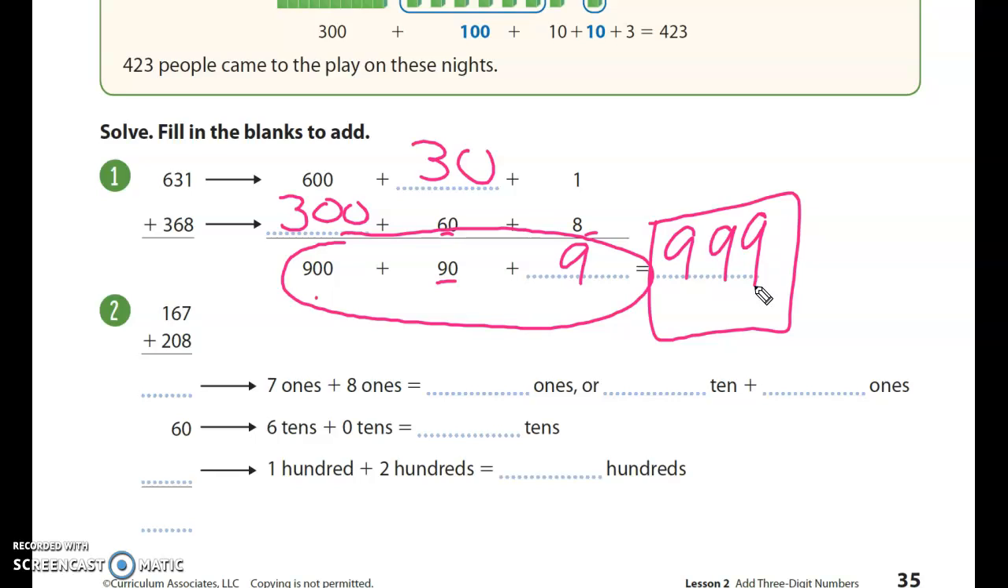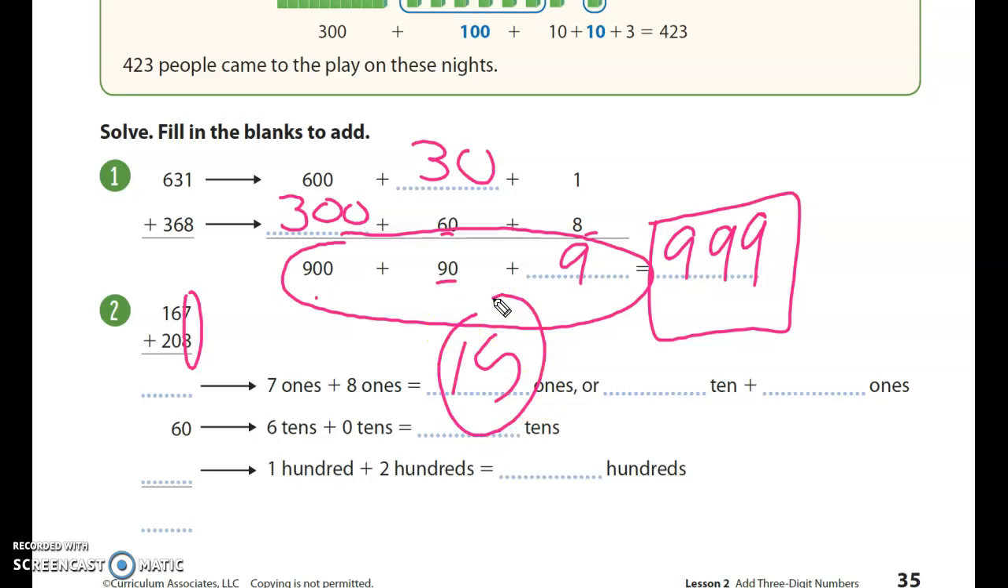That's one way of doing it. Look at example number 2. Okay. When I'm adding, do I start on the left side or on the right? Right. On the right. Okay. So I'm adding the ones place first, right? So 7 ones plus 8 ones is how many ones? 7 plus 8? 15. 15 ones.